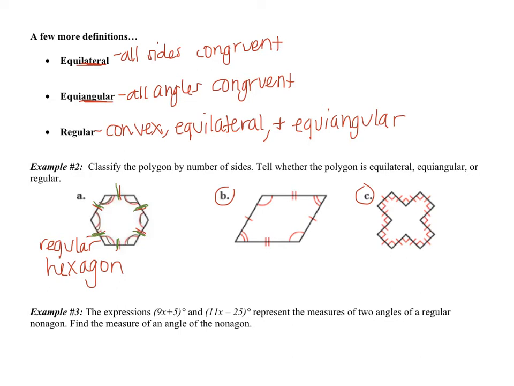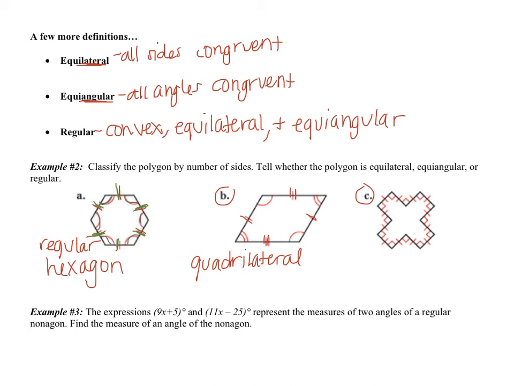For B, first this is 4 sides, so this is a quadrilateral. It's not equilateral because we have 2 tick marks and then we have 1 and 1, so all 4 sides are not congruent. It's not equiangular because again we have 1 arc and then we have 2 arcs, so not all the angles are congruent. Because it's not equilateral and it's not equiangular, it cannot be regular. So it's just a quadrilateral. That's it.